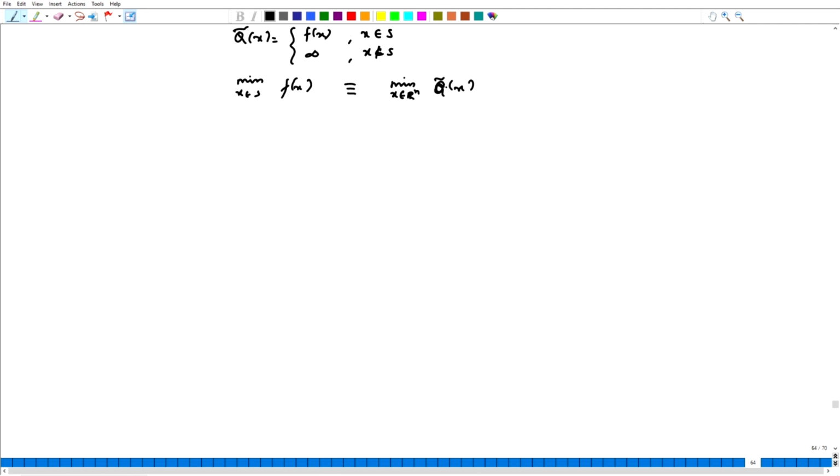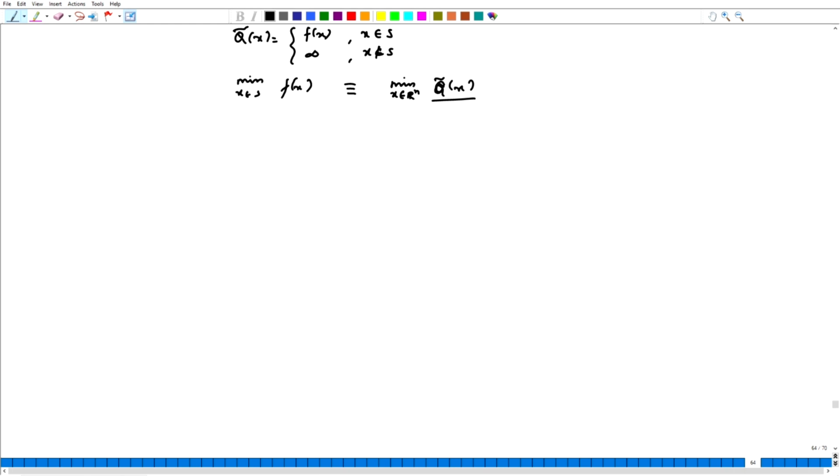Of course, there is nothing great about this, because if it is in S, it is f of x, otherwise it is infinity. So, if you move out of S, you are certainly not going to get the minimum. So, both of these problems are equivalent, but what is the problem? The problem lies in the differentiability of q tilde of x.